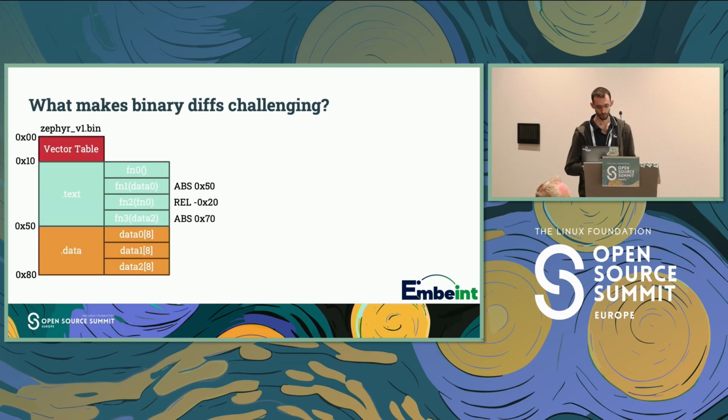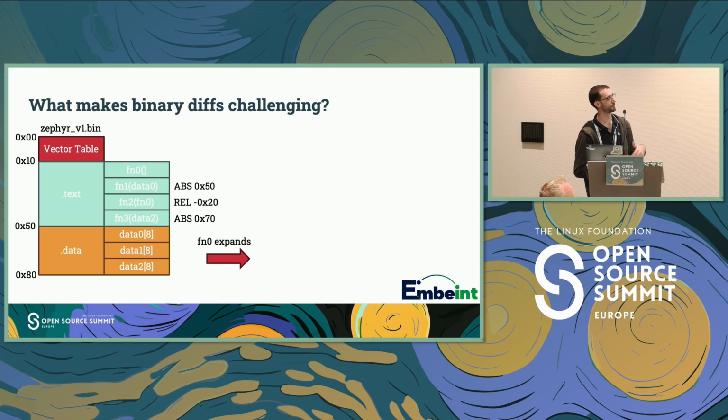There we go. So just as a brief example of that, if you've got this super simple binary file, you've got some text, some functions, and they're taking pointers to functions or data. You might have a function with an absolute memory reference, something which is relative, so it's just relative to itself, and then another one that's referencing further down.